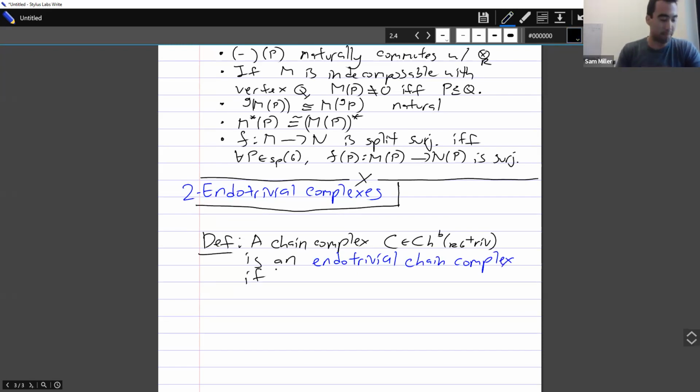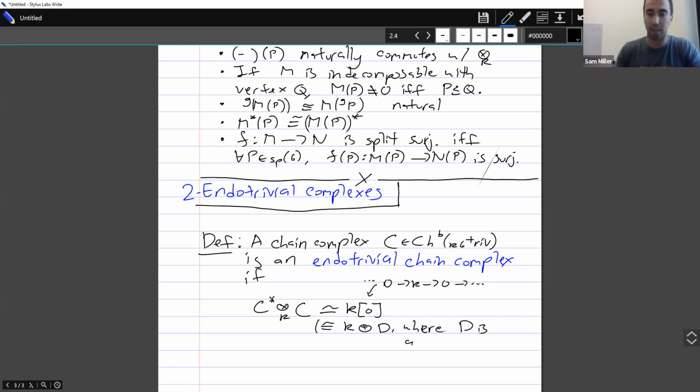if, well, you can kind of guess what's going to happen here. C star tensored over K with C is in this case homotopy equivalent to K in degree 0. So this just sort of means 0 to K to 0. In other words, it is isomorphic to K plus say D, where D is a contractible chain complex.